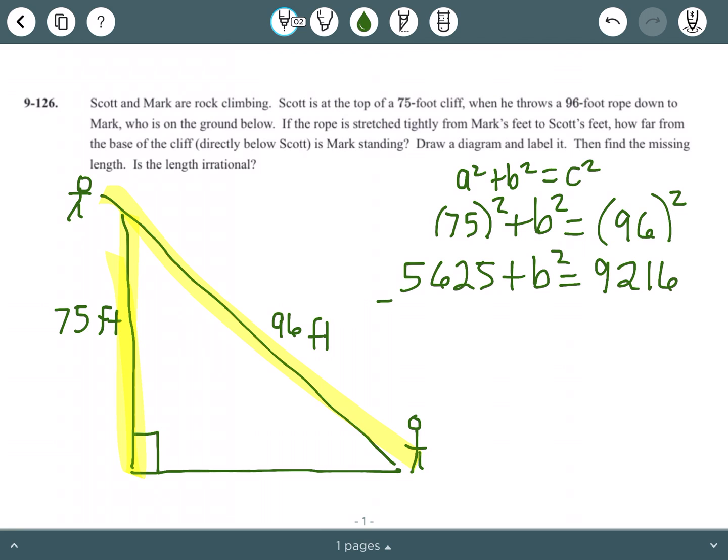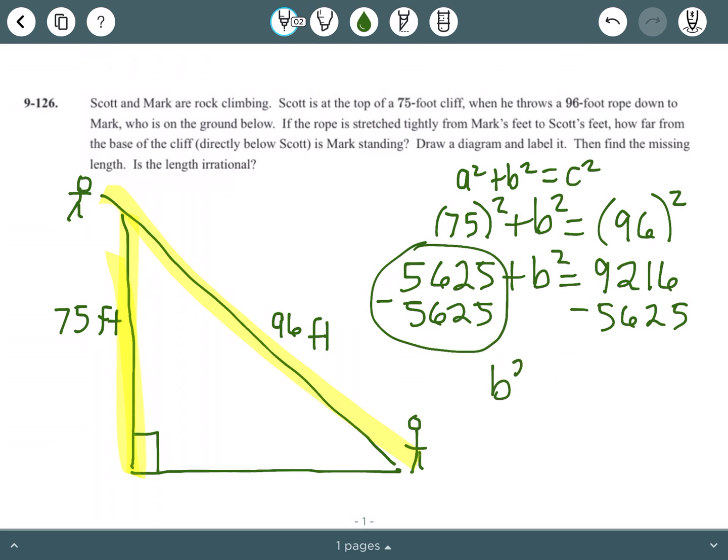I'm going to go ahead and subtract 5,625 from each side. That leaves me a 0 pair here. So I only have b squared left on this side. And if I do 9,216 minus 5,625, I get 3,591. Now keep in mind, this is not the missing side length. This is the missing side length squared.